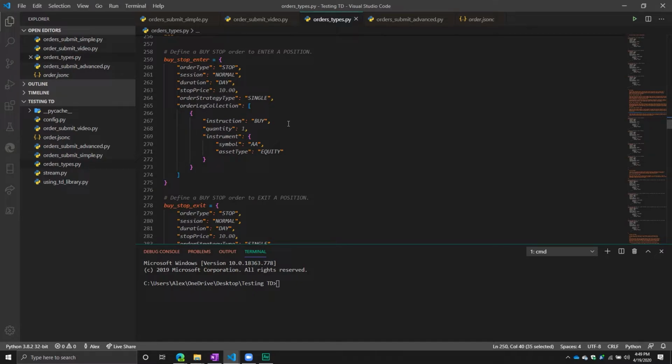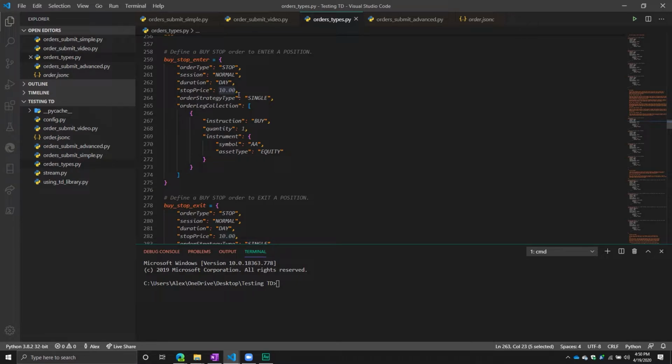So how does this order differ from the previous two? Well, in this situation, obviously our order type is going to be changing. In this case, it's now going to be a stop order. And then on top of that, we're now going to change that price field to a stop price field. So in this situation, we're saying, hey, it's going to activate at $10.